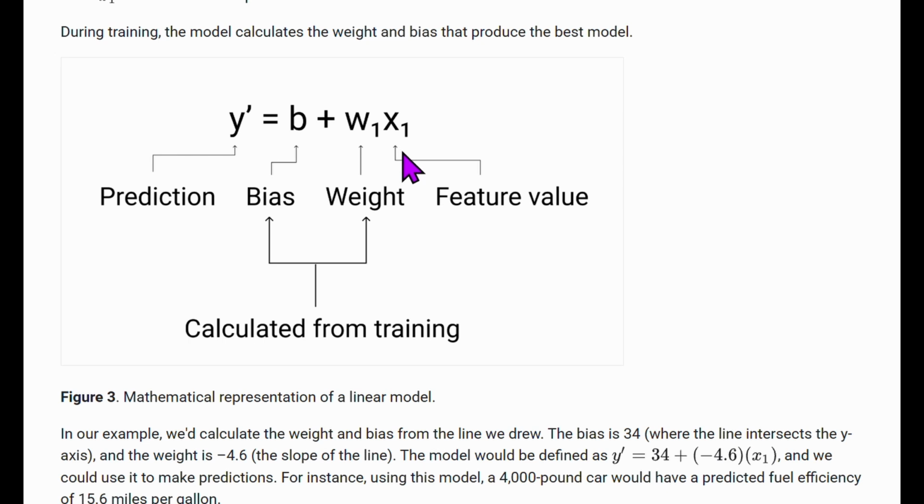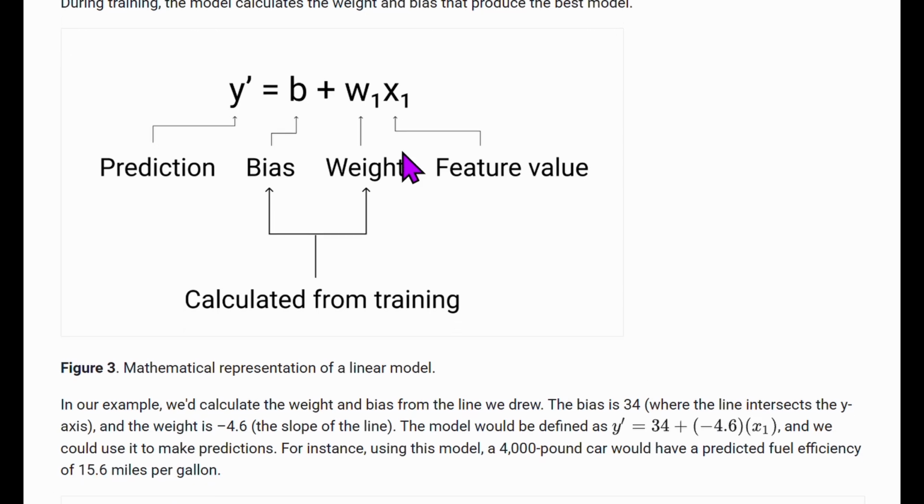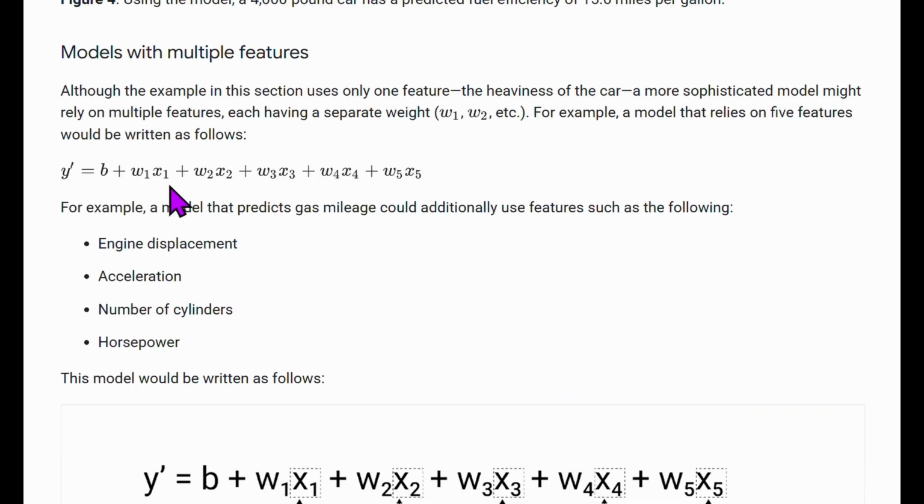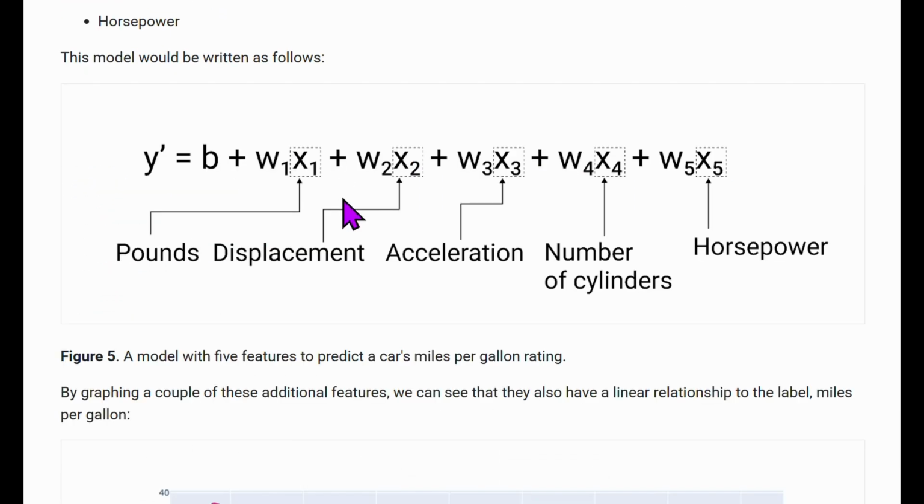Now in linear regression, there may be multiple features which help us derive the label, the predicted value, and an example of that could be like this. Here what is indicated is that you have different weights, which means different features, for predicting the y value. Same example here: engine displacement, acceleration, number of cylinders, horsepower. Probably all these things indicate the mileage of the car. So that's where different variables are used to form the equation. Till here, the content which I have taken is from the machine learning crash course.